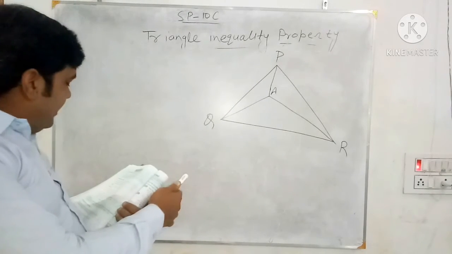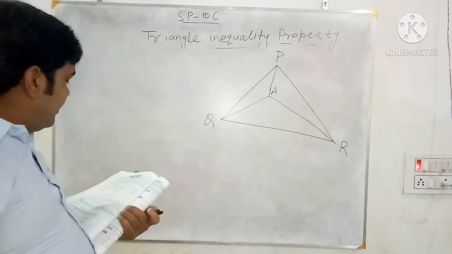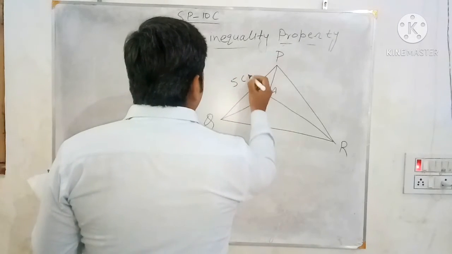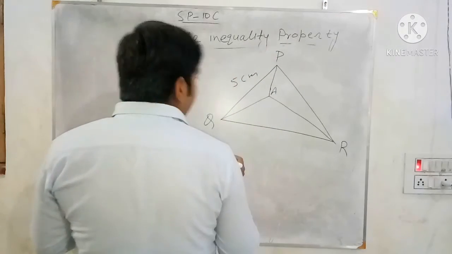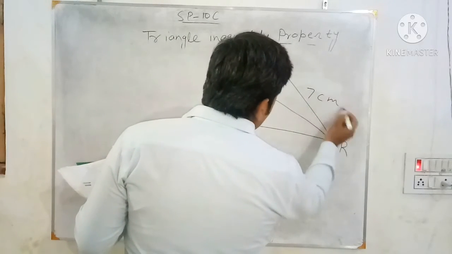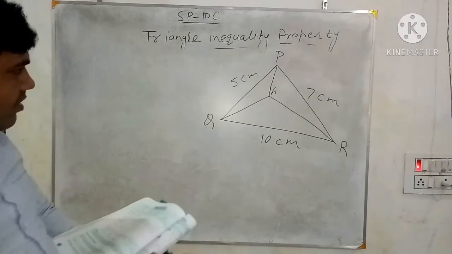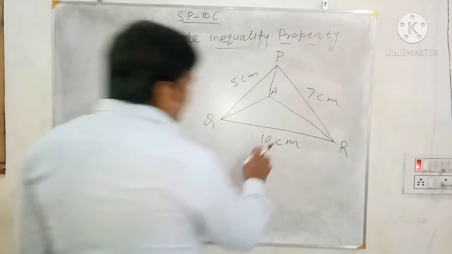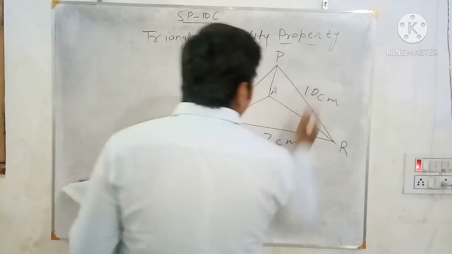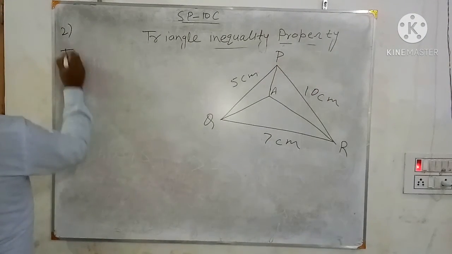So here A is any point within the triangle PQR whose sides are given as 5 cm, 7 cm, 10 cm respectively. One side is given as 5 cm, so we can take 5 cm. Another side is given as 7 cm and one is 10 cm. So we can take this as 7 cm and the third side 10 cm. Three sides are given. Now we have to prove, here in this question number 2, we have to prove.